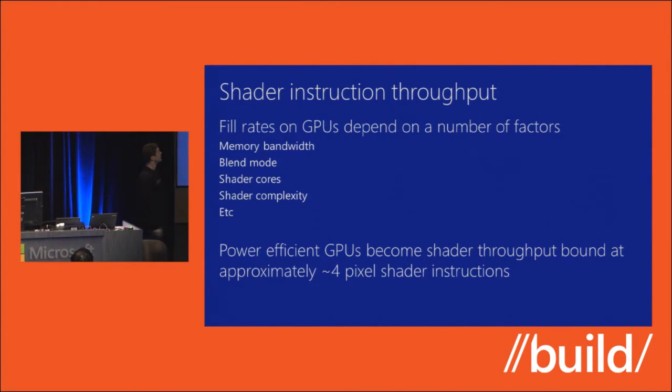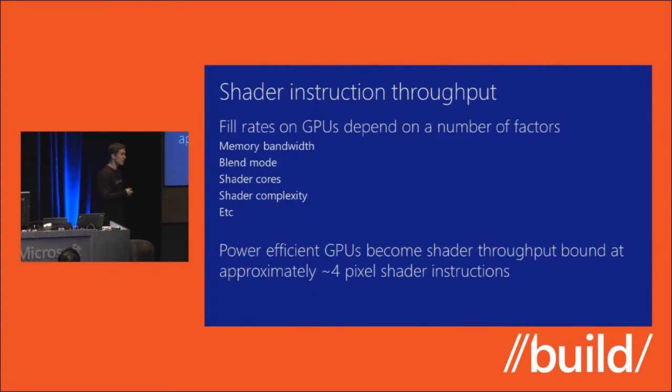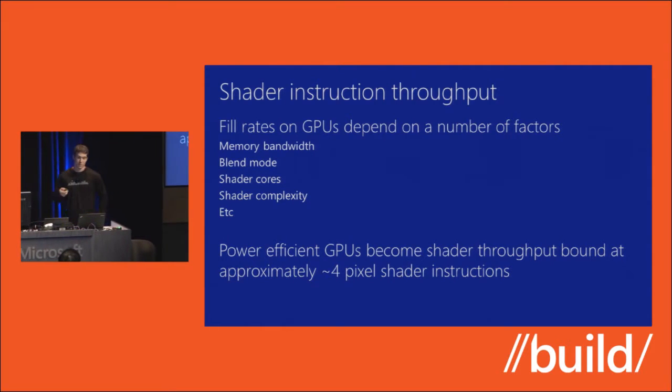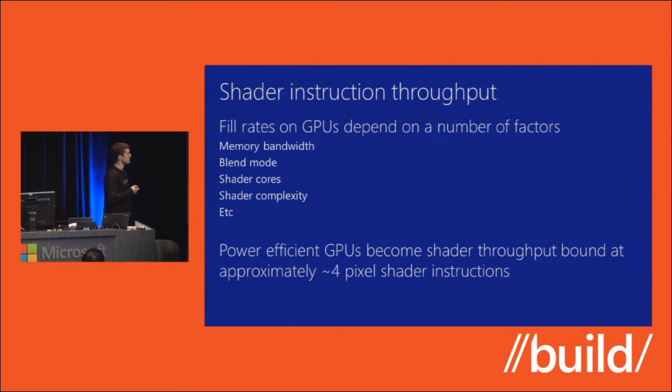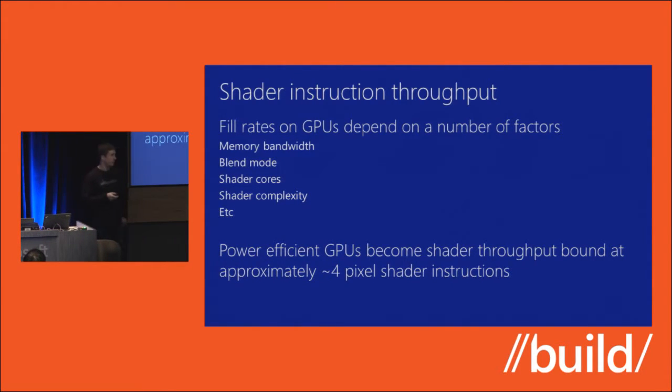Finally, as I mentioned, there's limited shader instruction throughput on some of these power-efficient GPUs. When we talk about fill rate, that's basically the rate at which the GPU can write out pixels. There are a number of factors that limit fill rate. One is the memory bandwidth, blend mode, shader cores, shader complexity, et cetera. On power-efficient GPUs, if you start off with a simple single instruction shader, you're going to be memory bandwidth bound. As you increase the complexity of the shader, you're going to shift the bottleneck to the actual shader processing. And we found this happens as early as 4 pixel shader instructions on some of the really power-efficient but low-end platforms.